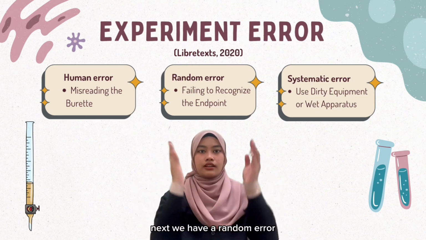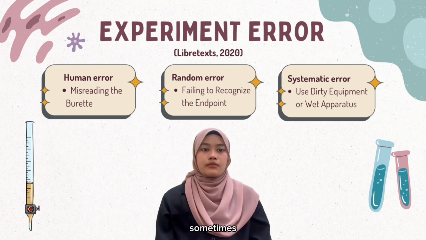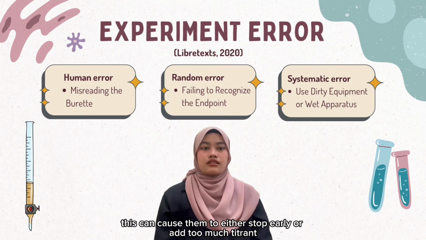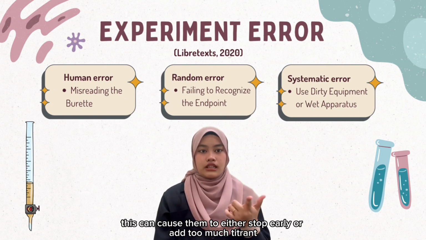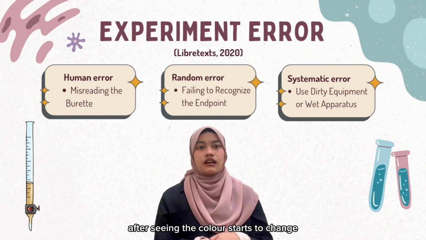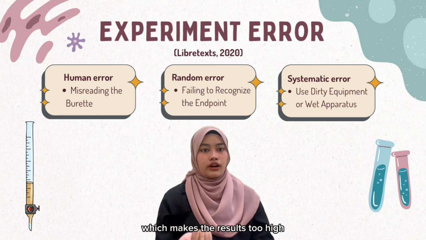Next, we have a random error that happens when failing to recognize the endpoint properly. Sometimes students might miss the exact moment when the indicator changes color. This can cause them to either stop early or add too much titrant. For instance, a student adds too much titrant after seeing the color start to change and ends up overshooting the endpoint, which makes the results too high.